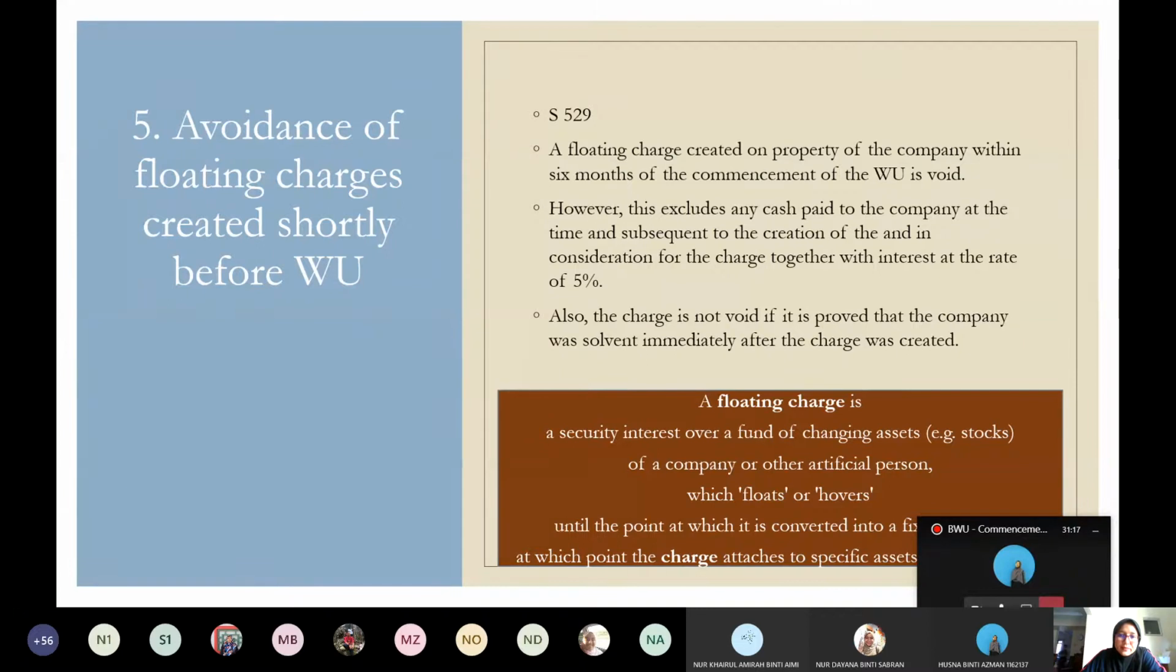Okay, if it is such a payment, this is an exception to the general rule. The general rule is that a floating charge created within 6 months prior to winding up is void. However, if it can be proven that the company is solvent, that it can pay its debts, then it is allowed under the law. Yes, it is valid under the law.